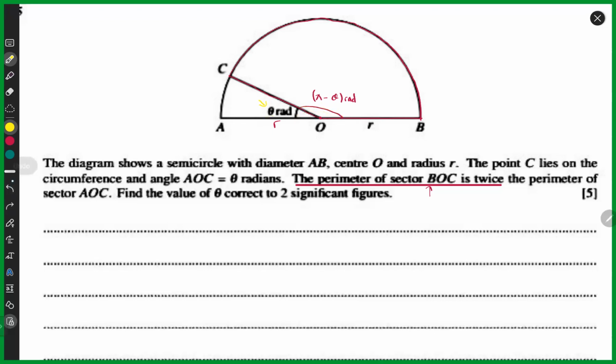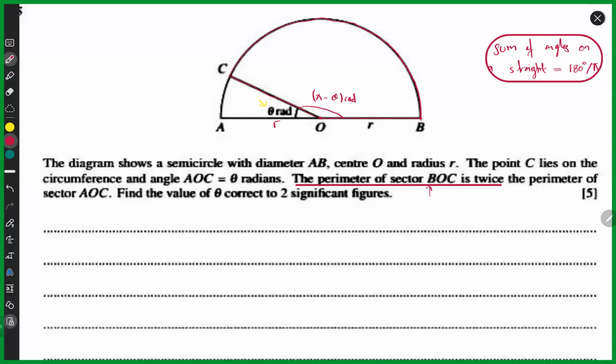Okay, Miss, got it. Perfect. So the rule was basically: sum of angles on a straight line is 180 degrees or pi radians. This is what you need to know.